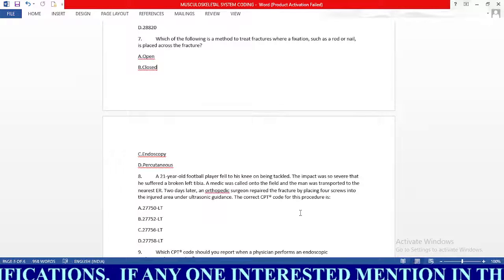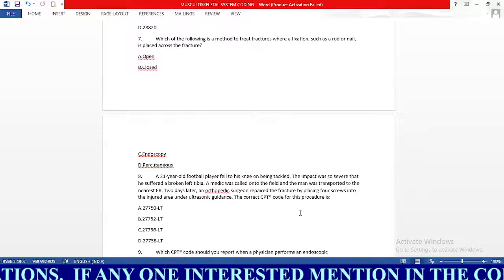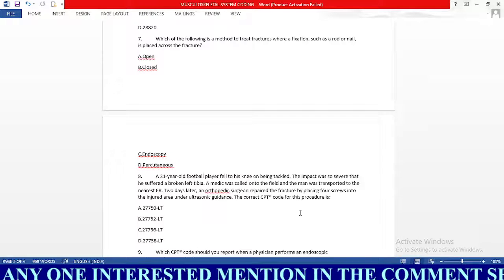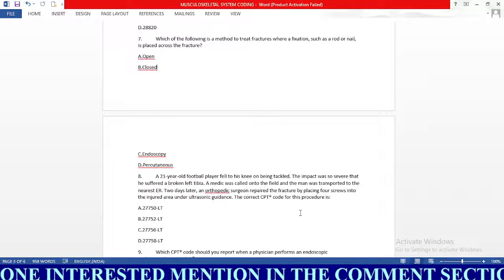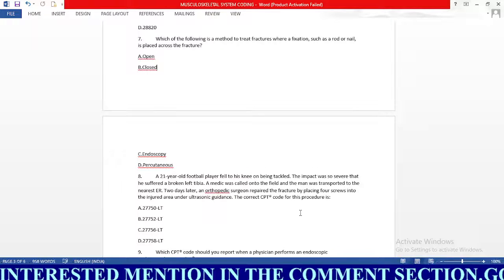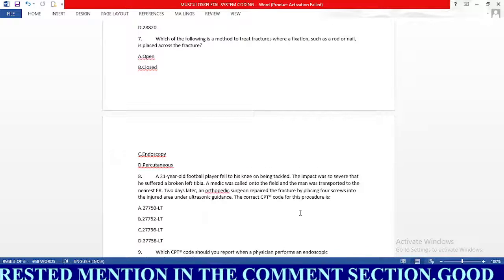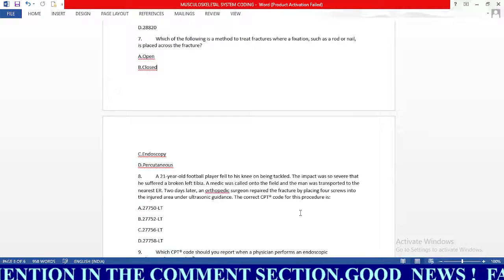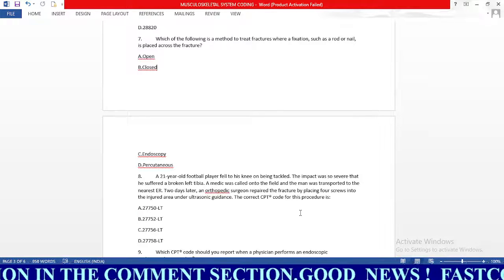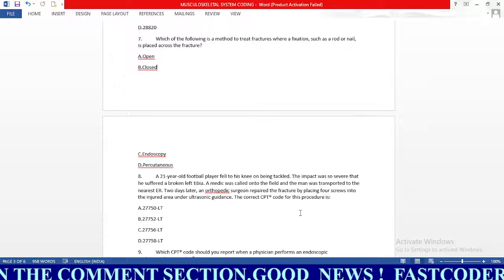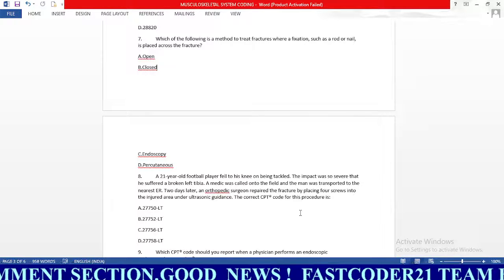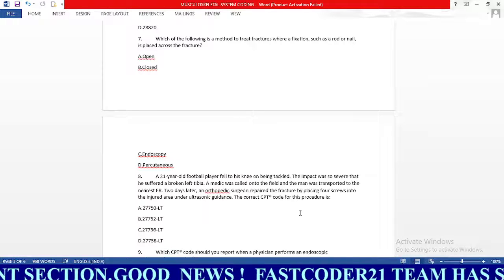So what is 27752? This is also wrong. Closed treatment of tibial shaft fracture with manipulation. So 27752 is also closed treatment. We will check 27758. 27758 is open treatment. As it is not an open treatment, the physician did not perform any incision here. So we are left with C. 27756 LT is the correct answer. So C is the correct answer here.